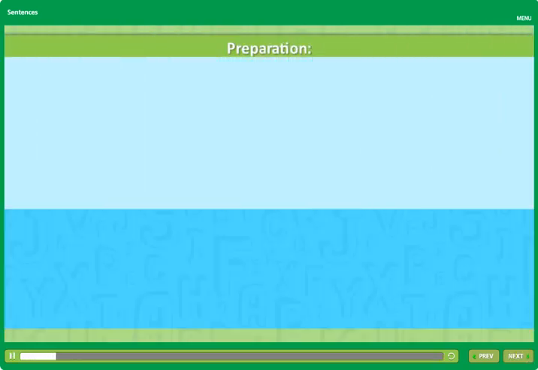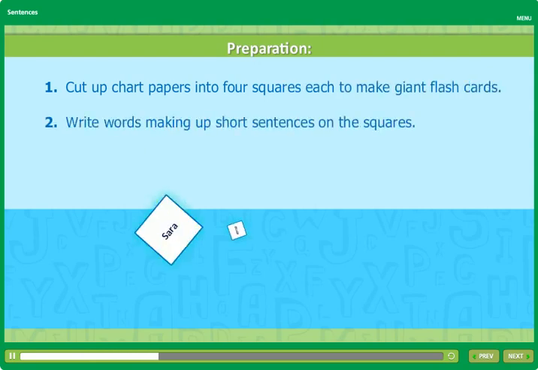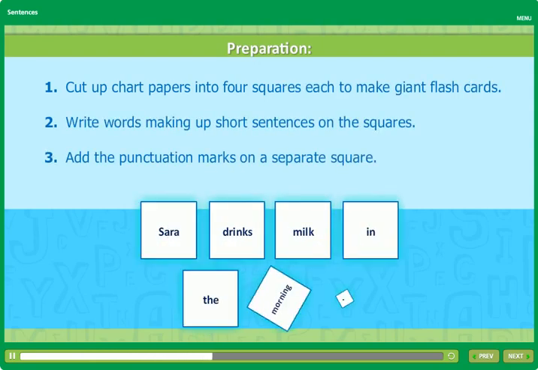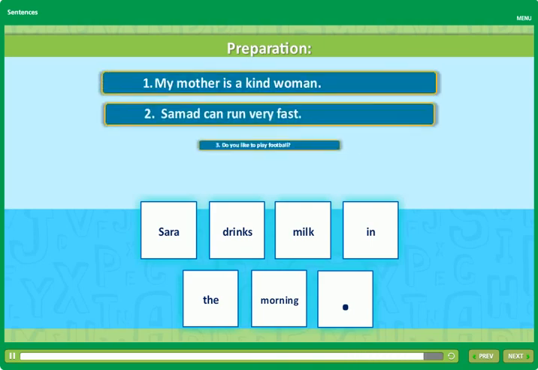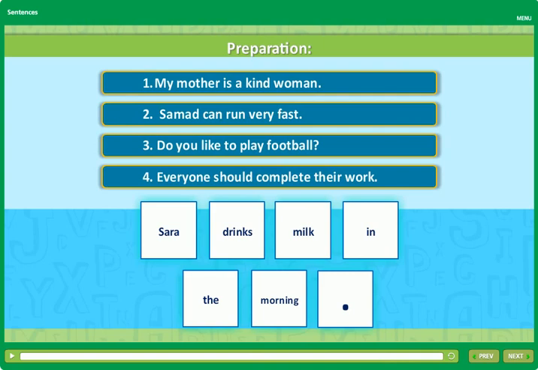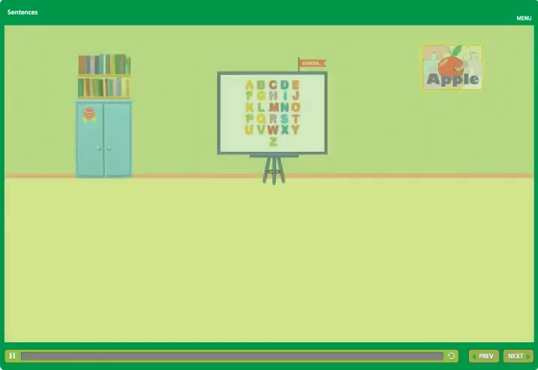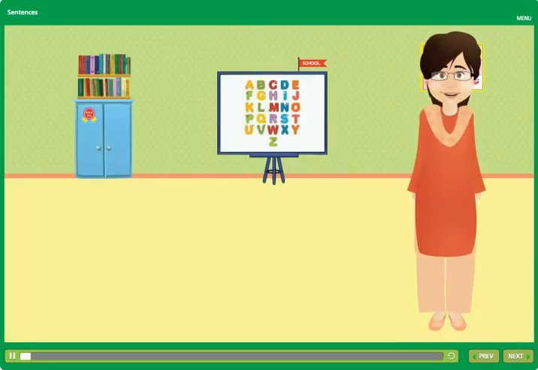Try this fun game with your students to help them learn how to make sentences. Do the same with 4 more sentences. Taking the first set of cards, assign 1 square to 1 chart.